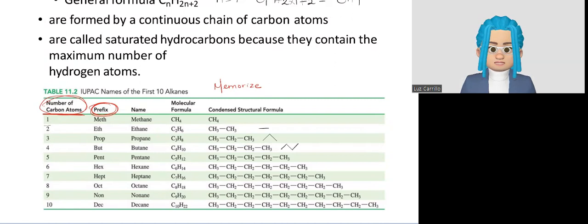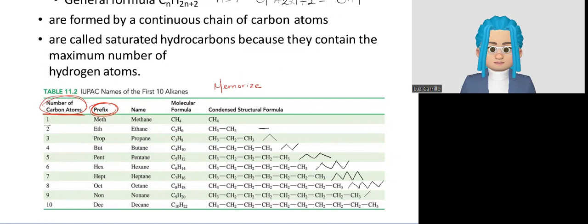1, 2, 3, 4 carbon atoms. For pentane, 1, 2, 3, 4, 5 carbon atoms. For hexane, 1, 2, 3, 4, 5, 6. For heptane, 1, 2, 3, 4, 5, 6, 7. And I'm going to draw the last three. Octane, 1, 2, 3, 4, 5, 6, 7, 8.